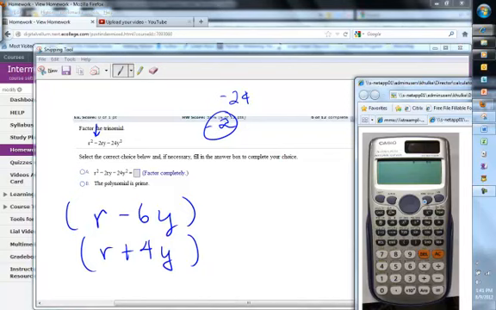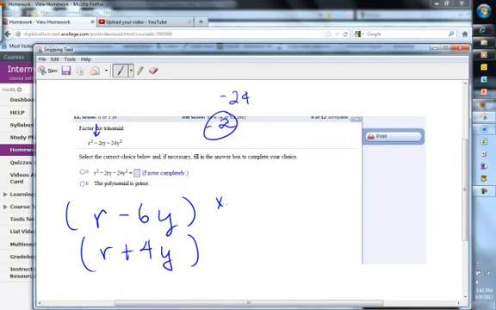Mode 5, 3. And let's fill it in with 1, negative 2, negative 24. And when you do, it says x1 equals 6, x2 equals negative 4. Now remember, these are factors. That's what we did over here.